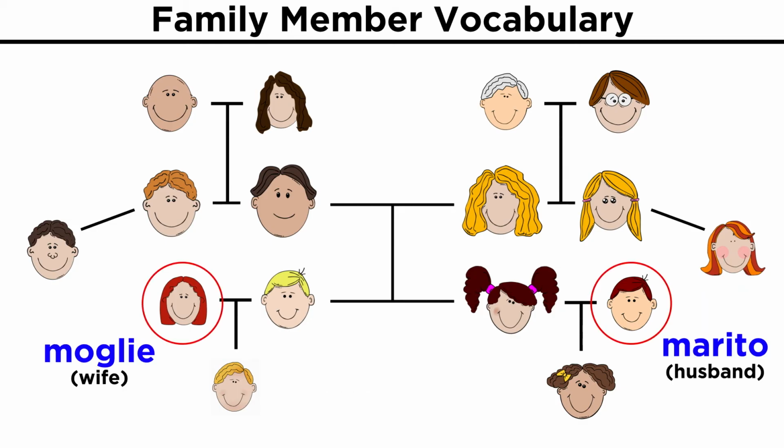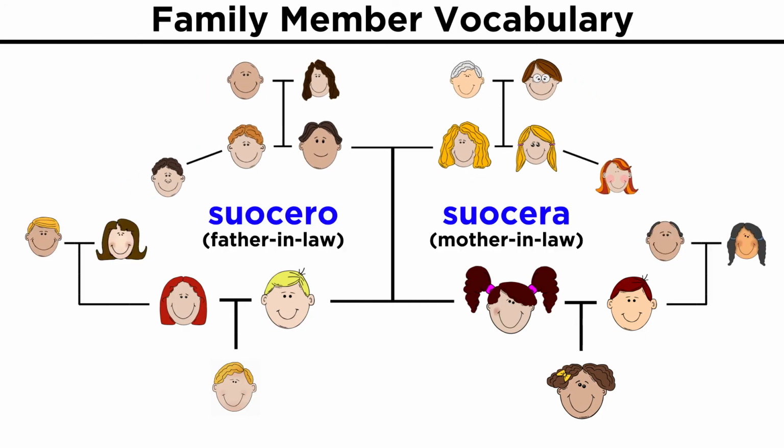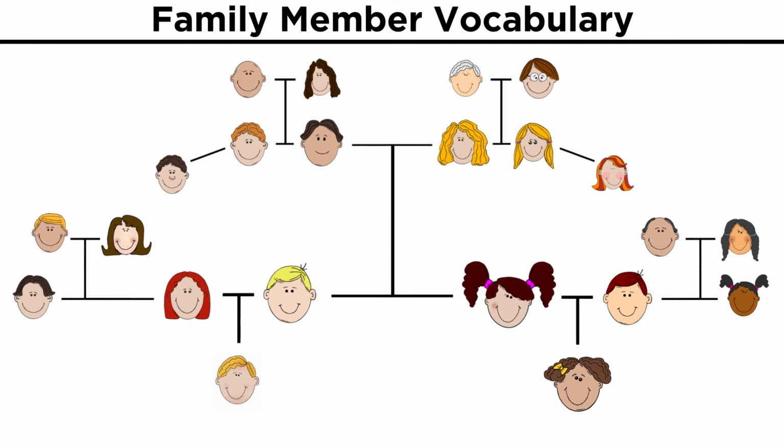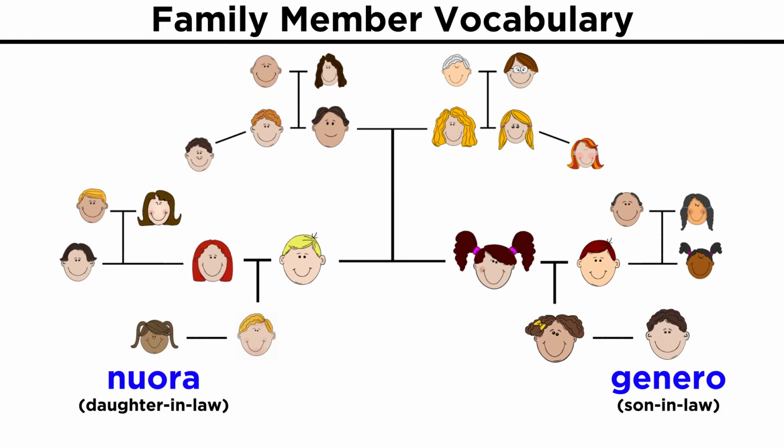If you get married, that's your marito or moglie. Then your spouse's parents will be your suocero and suocera. Your spouse's fratelli are your cognato and cognata. And if your figli get married, their spouses will be genero or nuora.